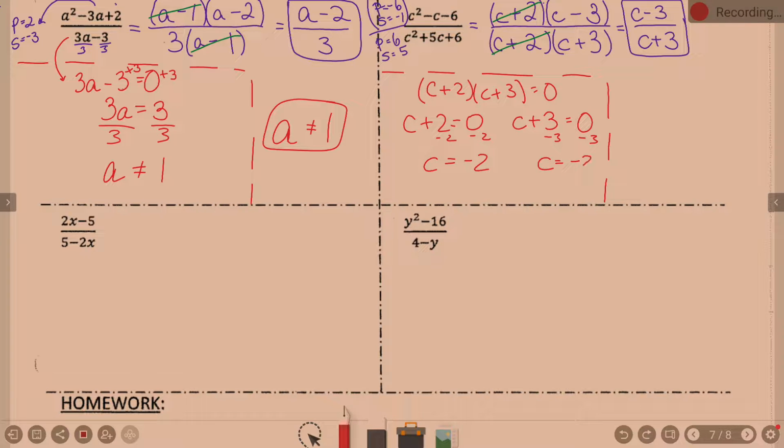We get C equals -2 and C equals -3, which really means C does not equal -2 or -3. Okay, this factoring's all coming back to us, right? Yes. And here's the deal.